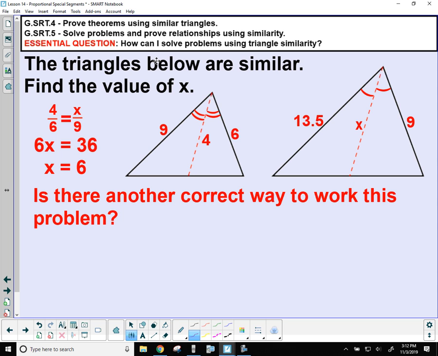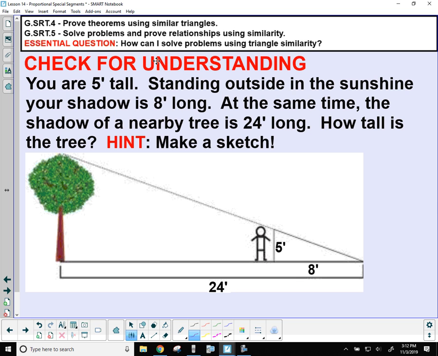So, I think we skipped this in class. We'll do it together. You are 5 feet tall, as the diagram shows us. Standing outside in the sunshine, your shadow is 8 feet long. At the same time, the shadow of the nearby tree is 24 feet long. How tall is the tree? Hint, make a sketch. I already made the sketch for you. I'm putting an X on what we're looking for. And it's just that easy.